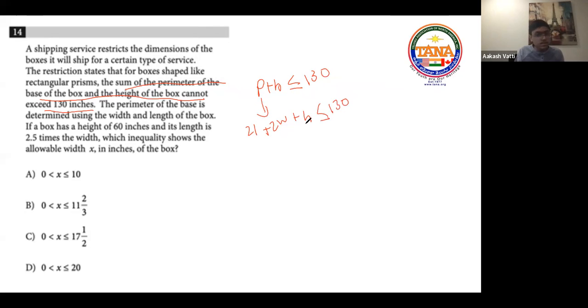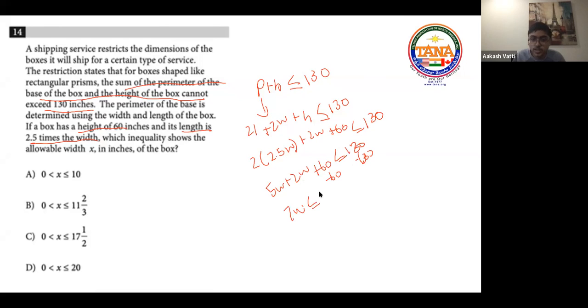And now we know that H is 60 because that's what it says here. And length is 2.5 times the width. So you replace the length with 2.5 times W, plus 2W, plus 60, less than or equal to 130. And then you just simplify this. So you got 5W plus 2W plus 60 is less than or equal to 130. You subtract 60 here, 60 here, and you get 7W less than or equal to 70, and W is less than or equal to 10.